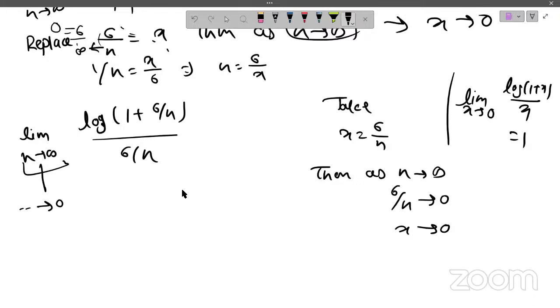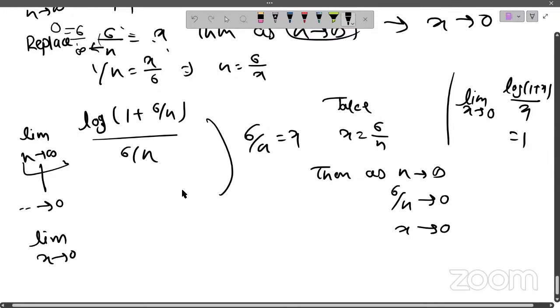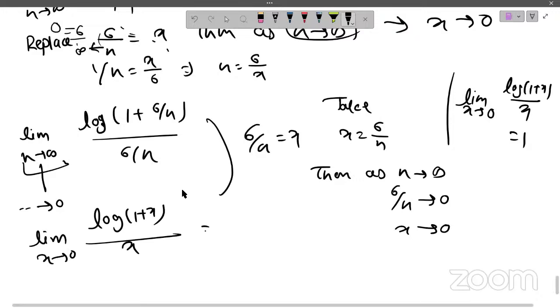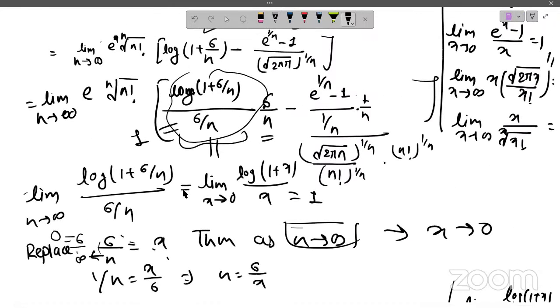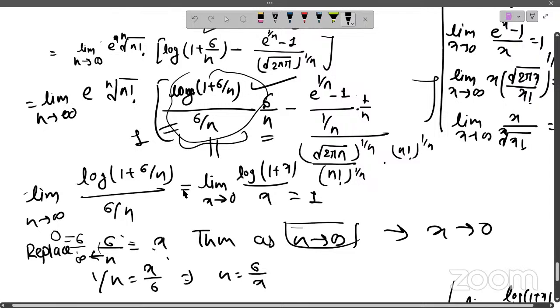So if you replace your 6 by n with x, then this limit will convert to the limit x goes to 0 of log of 1 plus x upon x. And we know that this is equal to 1, right? Correct. So we are done with the one term. Now we go to this term.